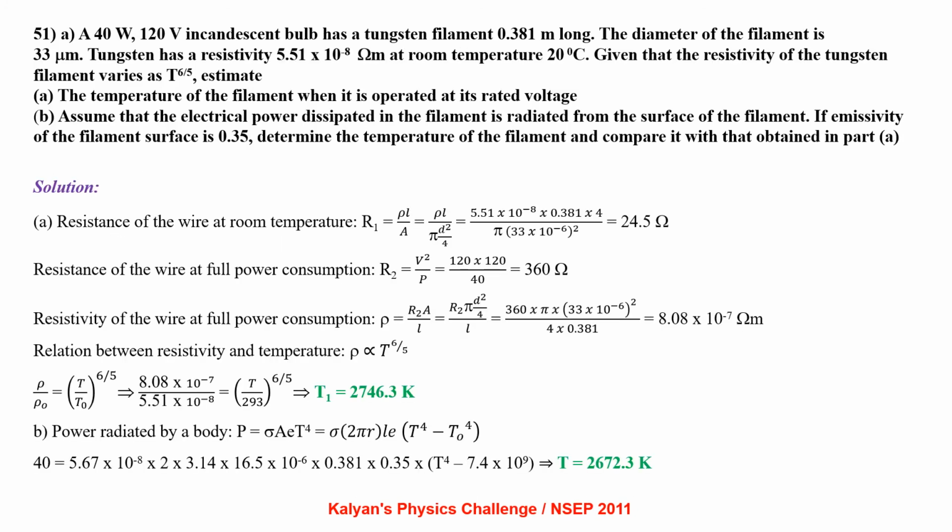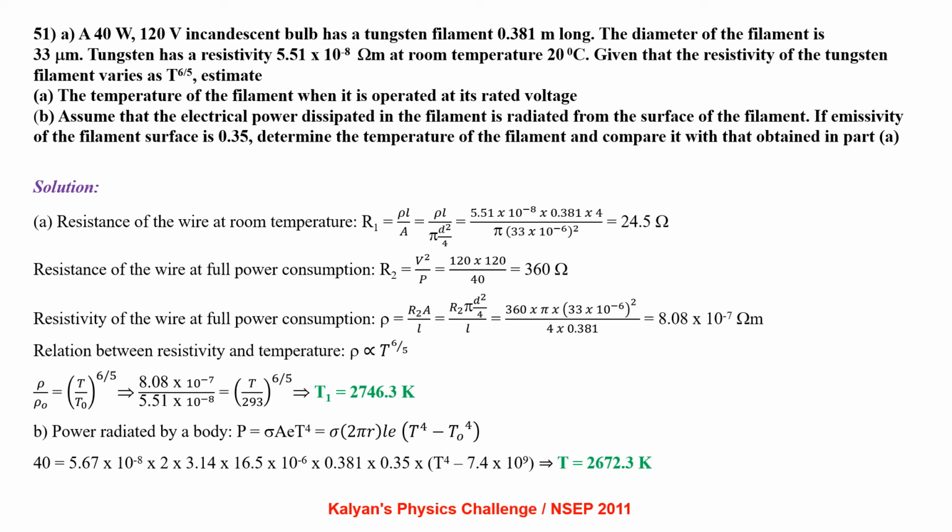A 40 watt 120 volt incandescent bulb has a tungsten filament 0.381 meter long. The diameter of the filament is 33 micrometer. Tungsten has a resistivity 5.51 into 10 power minus 8 ohm meter at room temperature 20 degrees centigrade. Given that the resistivity of the tungsten filament varies as T power 6 by 5, estimate the temperature of the filament when it is operated at its rated voltage.